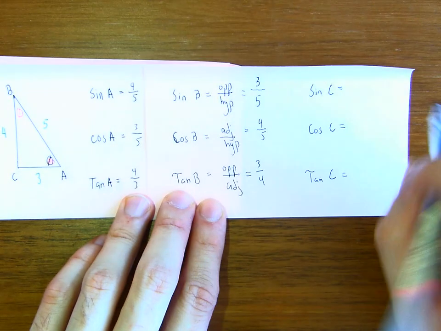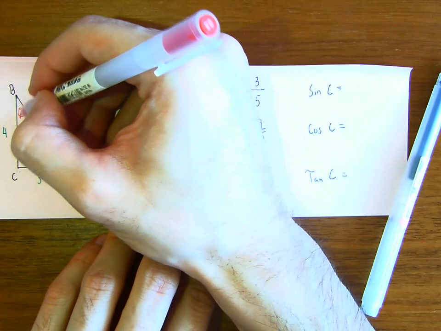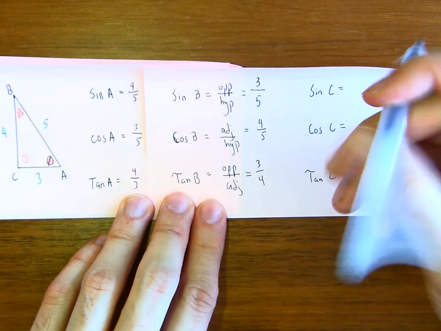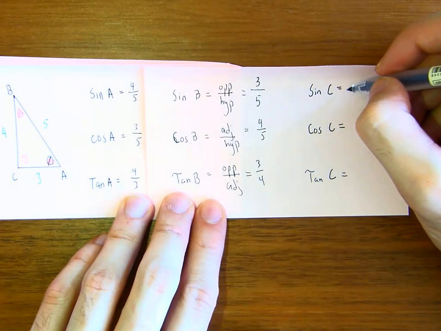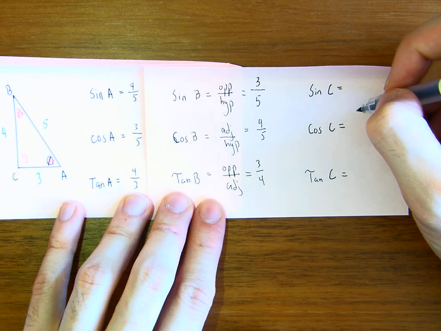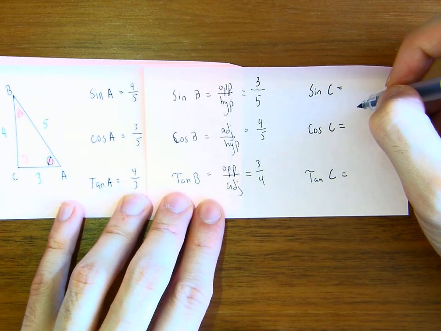Okay, so what is sine of C? Notice, what do we need to do? We need to put the theta over here. So now here, what is sine of theta? What is the opposite? Wait a minute. Sine of 90. Oh yeah, that does make sense.